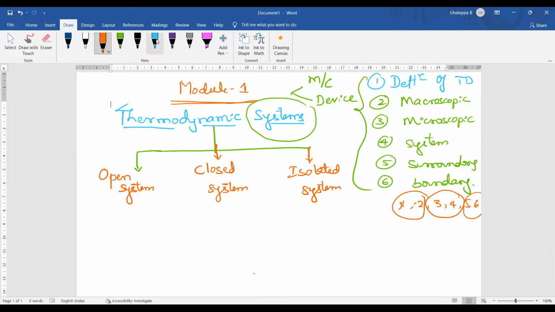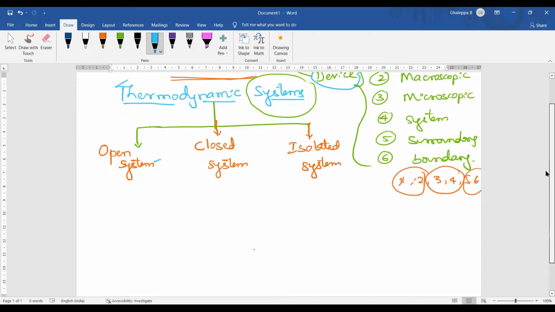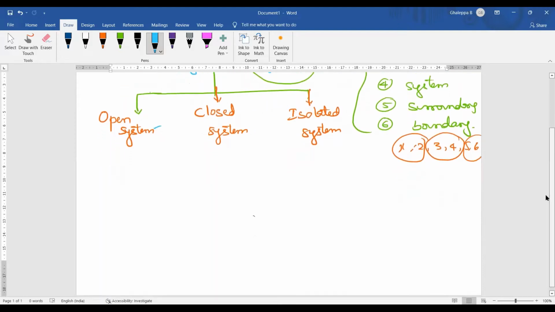First, we'll discuss the definitions, as well as the examples. First, open system. As I told you, system is nothing but one device, one machine. It may be a laptop, mobile, turbine, compressor, any device, wherever you are seeing in surroundings, maybe in the classrooms, maybe in the industry, maybe outside. Bus is also a system, engine is also one system. So we have many systems surrounding us, and we need to classify which one is open, which one is closed, which one is isolated.